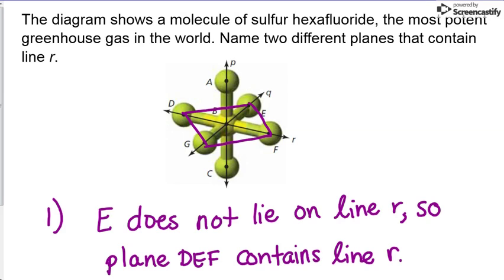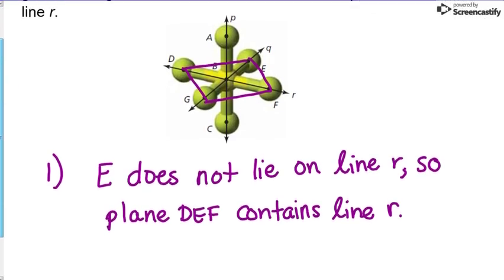And then our last question says, the diagram shows a molecule of sulfur hexafluoride, the most potent greenhouse gas in the world. Name two different planes that contain line R. So if you look at the picture, point E right here does not lie on line R. So we could say that plane DEF does contain line R. So remember, a plane technically has four sides, and so I just connected it to G.